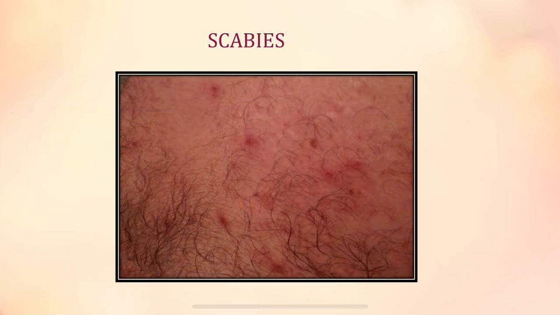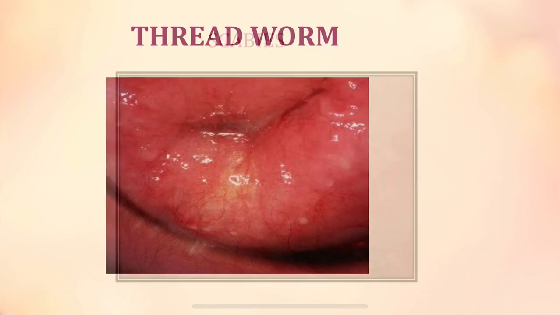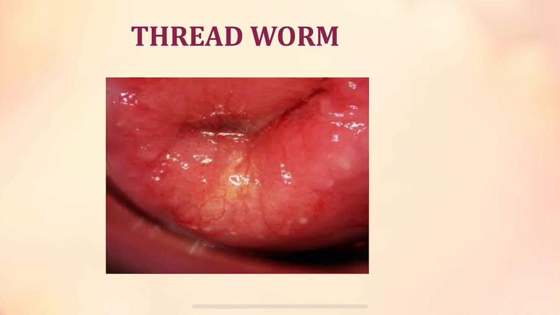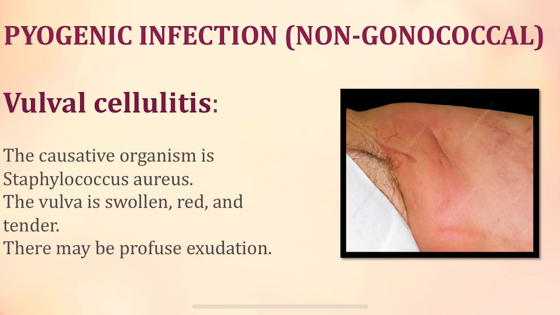Then they're talking about scabies, which is caused by Sarcoptes scabiei. It will produce intense itching and also excoriation of the skin. So you can see the scabies presentation here. Okay, this is scabies. Then we have the threadworm infection. The causative organism is Oxyuris vermicularis, threadworm. In threadworm infections, you can see nocturnal perineal itching, and also there will be excoriation of the perineal skin. Moving on, we have the pyogenic infections which are non-gonococcal.